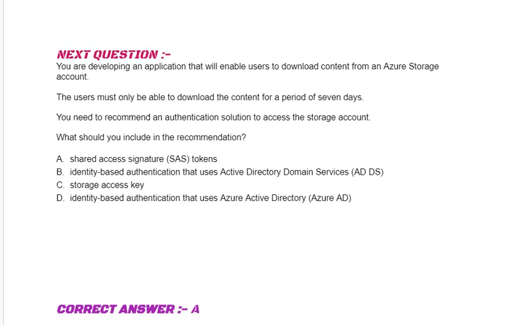Option A. Shared Access Signature, SAS, tokens. Option B. Identity-based authentication that uses Active Directory Domain Services, AD DS. Option C. Storage Access Key. Option D. Identity-based authentication that uses Azure Active Directory, Azure AD. Correct answer is option A.